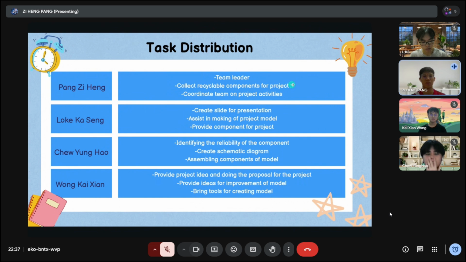the team on project activity. The second is Lok Ka Seng, create slides for presentation, assist in making the project model, provide components for the project. The third is Chu Yong Hao, identifying the reliability of the components, creating symmetric diagram, assembling components of the model. The last is Wong Kai Sian, provide project ideas and doing the proposal for the project. Provide ideas for improvement of the model, bring tools for creating the model.